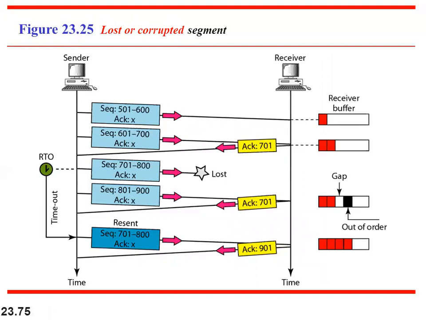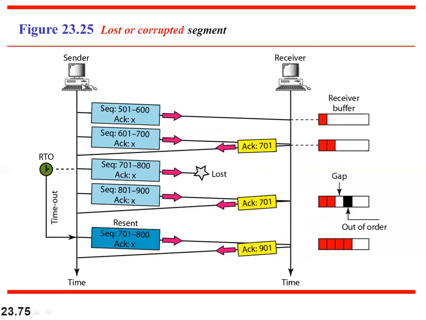Now let us see when an error occurs, how the communication takes place. Let us say for both a lost and a corrupted segment, the process is going to be the same. Because if the segment is corrupted, then also the receiver is going to discard it. Discard means the packet will be lost.